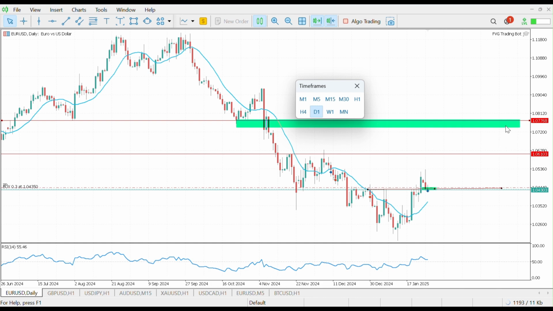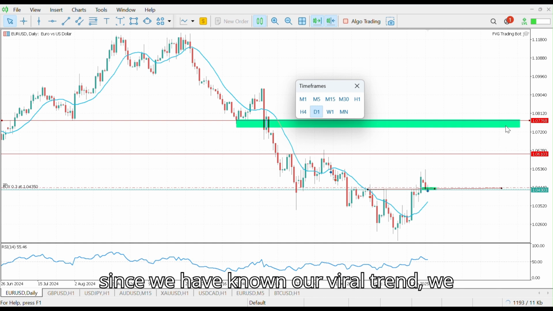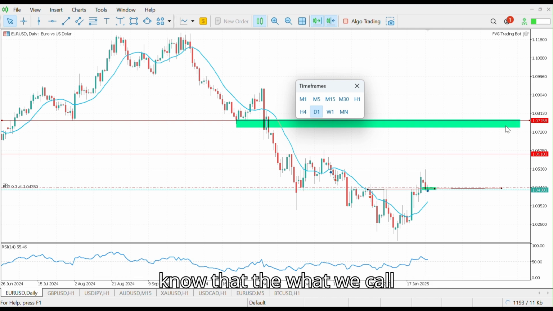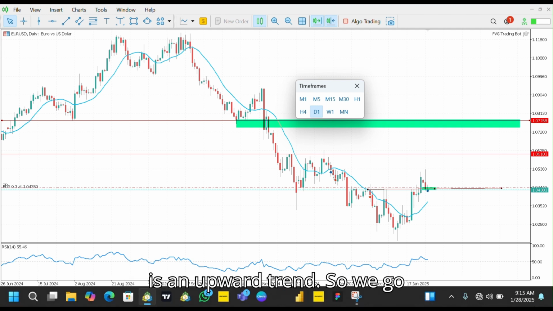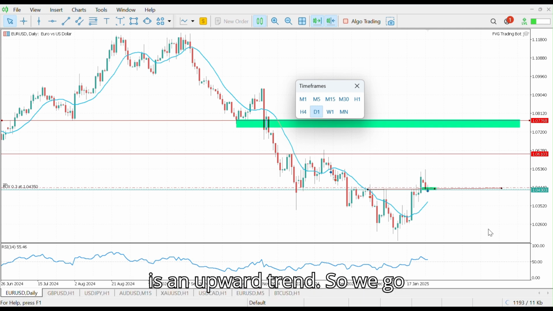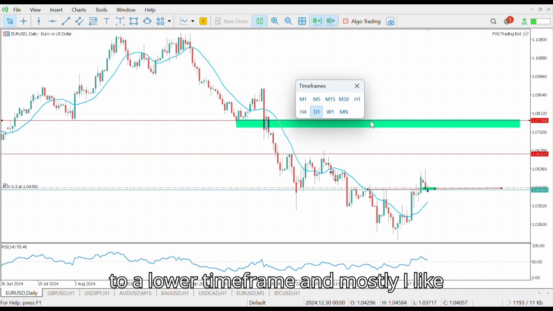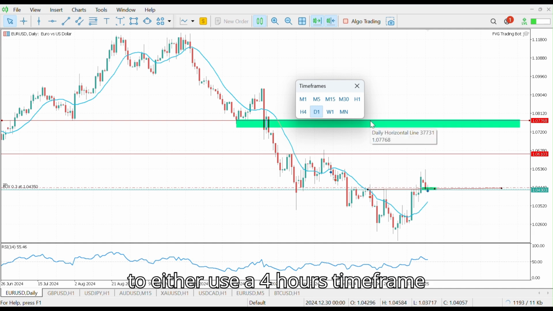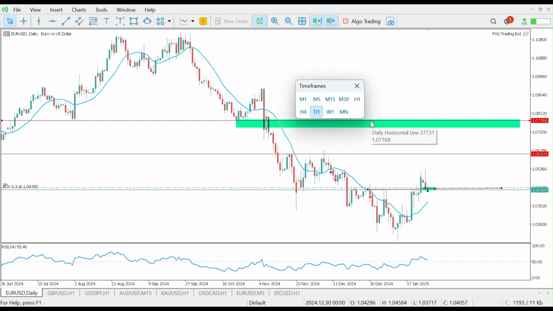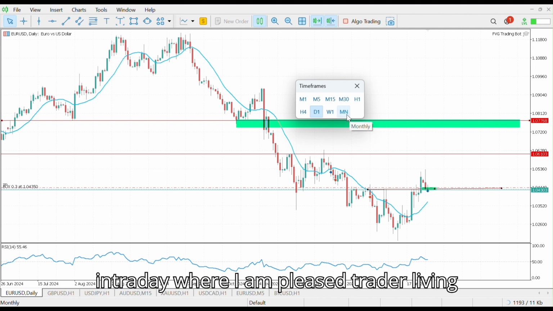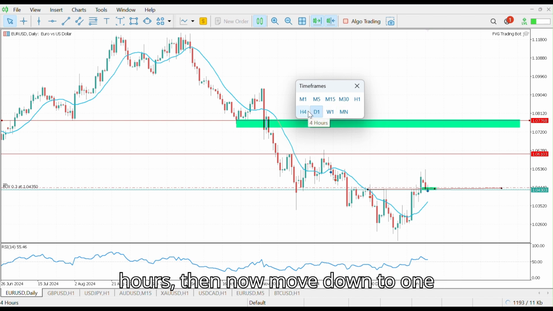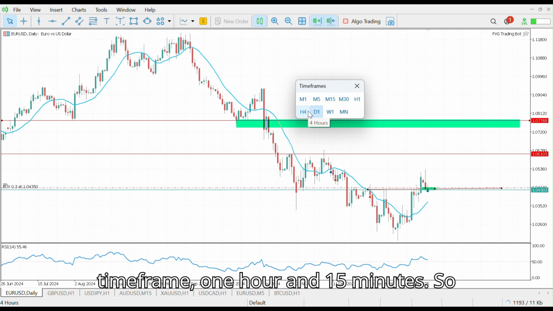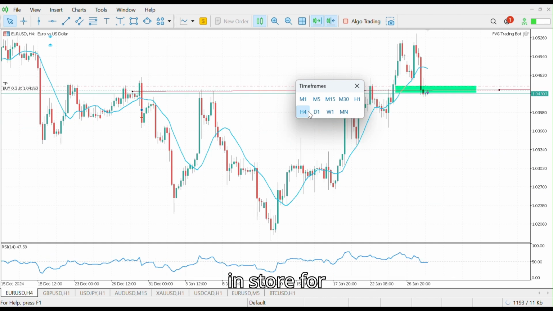So now, since we have known our overall trend, we know that currently on daily time frame the market is an upward trend. So we go to a lower time frame, and mostly I like to use the 4 hours time frame for my long time. I trade long time intraday, whereby I place a trade and leave it. So let's move down to 4 hours, then I move down to lower time frame 1 hour, then 15 minutes. So let's take a look at what 4 hours has in store for us.